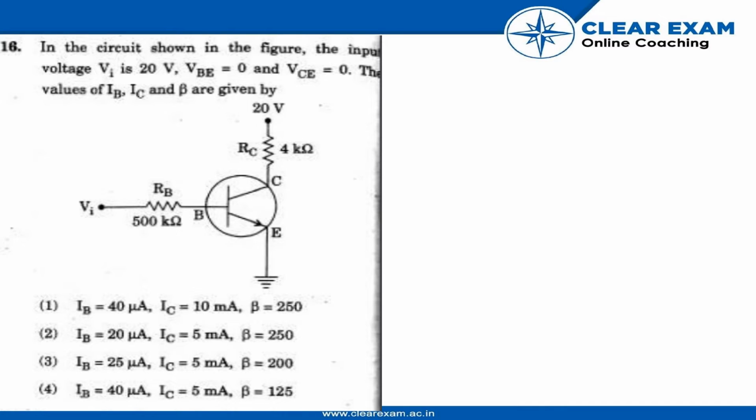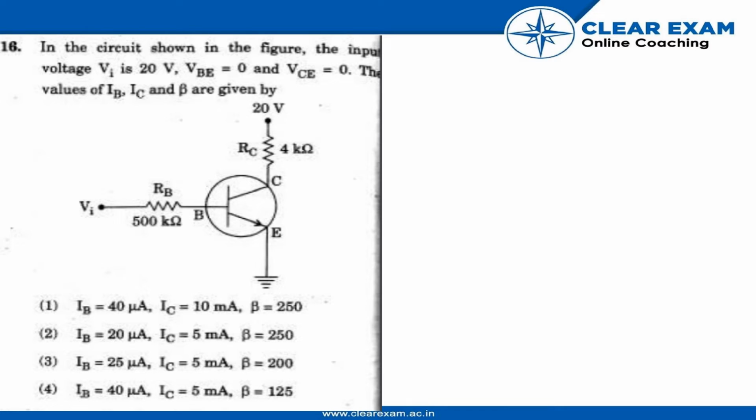So, hello everyone. Now we are going to do this question, which is: in the circuit shown in the figure, the input voltage Vi is 20 volt, Vb is equal to 0, and Vc is equal to 0. The values of Ib, Ic, and beta are given by the circuit shown in the figure.